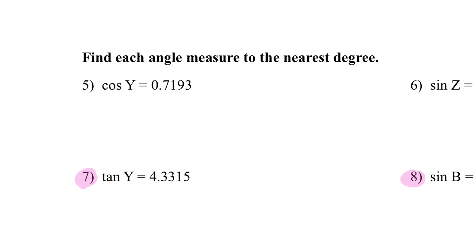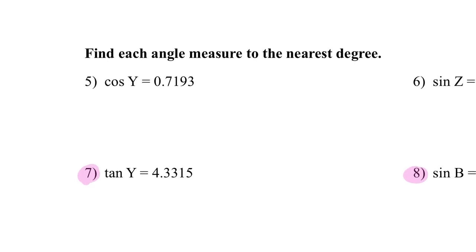Let's go to this one. Right now, I want to find the angle given that cosine of y equals 0.7193. As you know, anytime that we're solving an equation, we're using the inverse function. So it's the same here. I'm going to use an inverse function here.